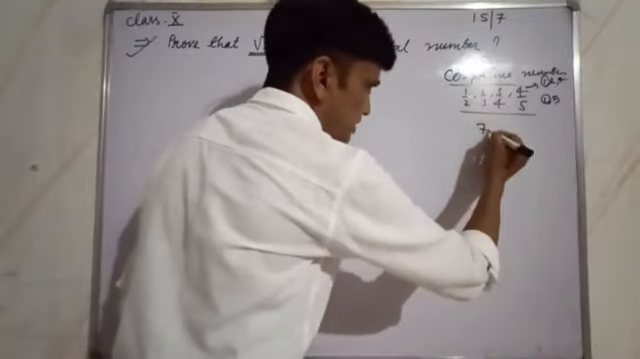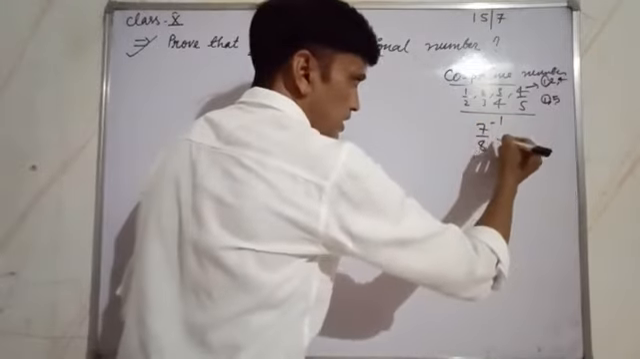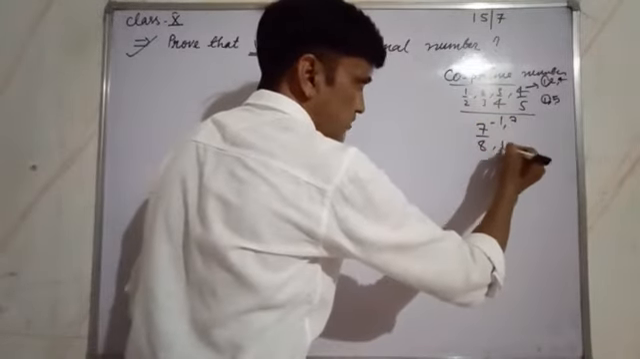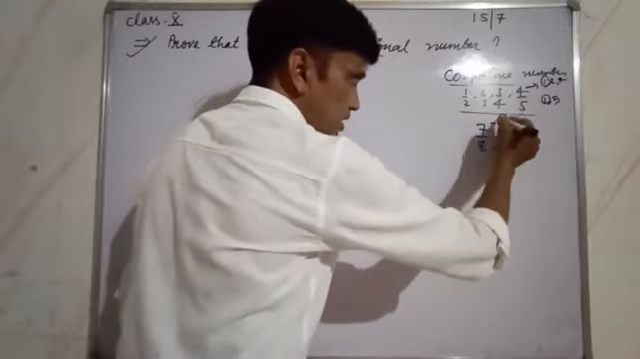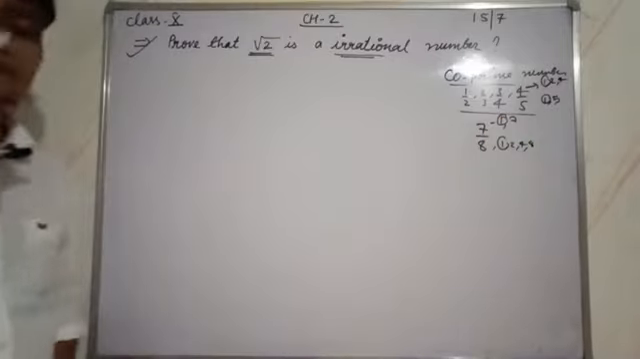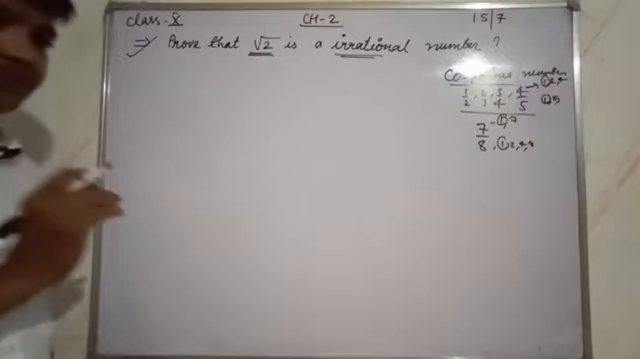Suppose 7 and 8: these both are co-prime, because the factors of 7 are 1 and 7, and here the factors of 8 are 1, 2, 4 and 8. Only one number, 1, is a common factor of these two, numerator and denominator. That is called co-prime numbers.